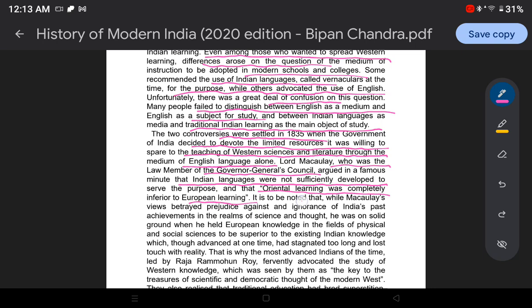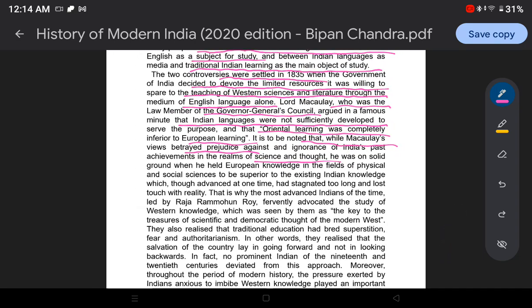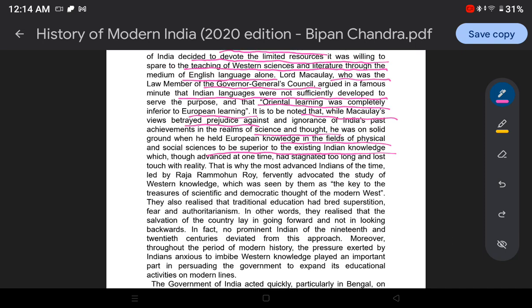It is to be noted that while Macaulay's views betrayed prejudice against and ignorance of Indians' past achievements in the realms of science and thought, he was on solid ground when he held European knowledge in the field of physical and social sciences to be superior to the existing Indian knowledge, which, though advanced at one time, had stagnated too long and lost touch with reality.